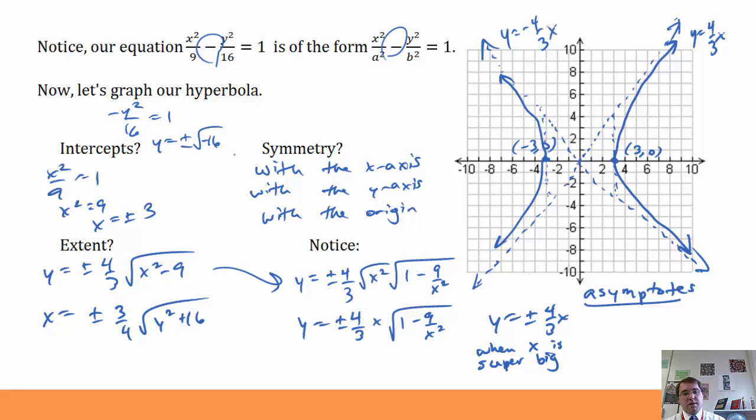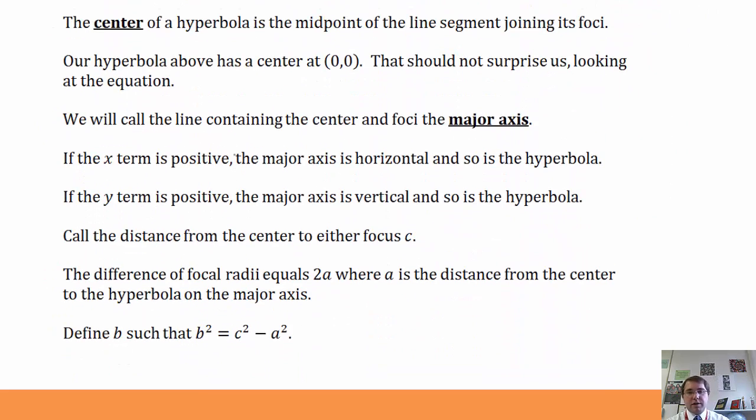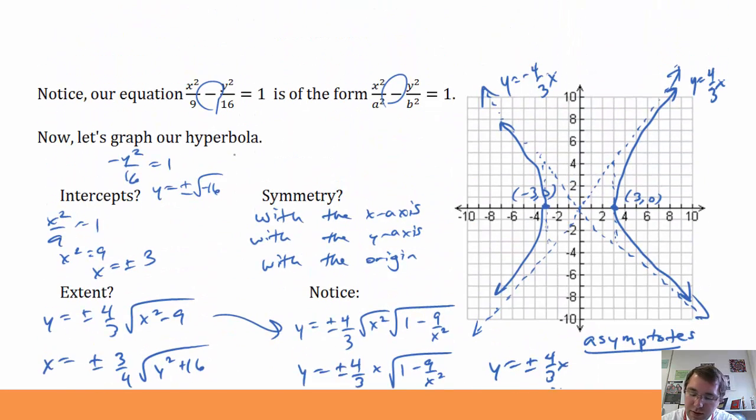And I could plot more points, but for the sake of time in this video, I'm just going to sketch it like that. The center of a hyperbola is the midpoint of the line segment that joins its foci. So notice my foci here are at 5 and negative 5. The center of the line segment that joins those is 0, 0. So the center of my hyperbola is 0, 0. Notice that is not actually on my hyperbola.